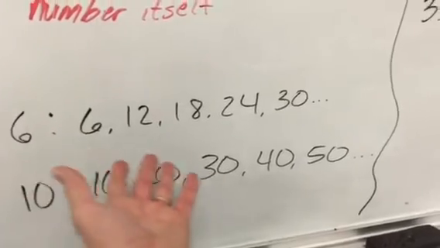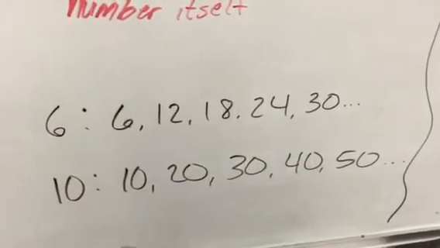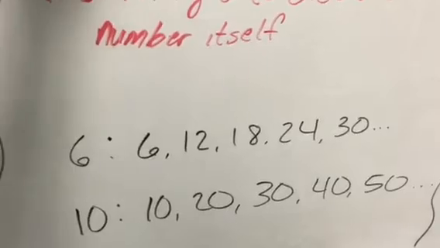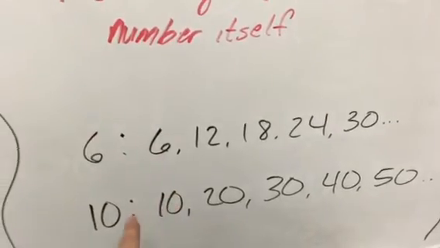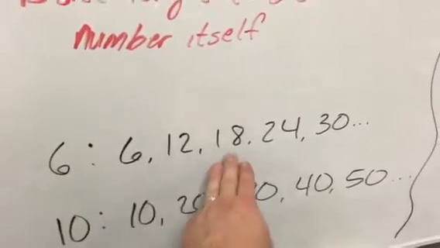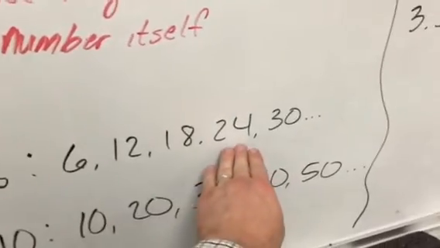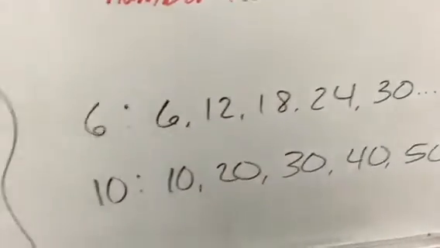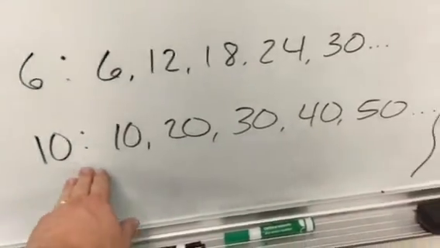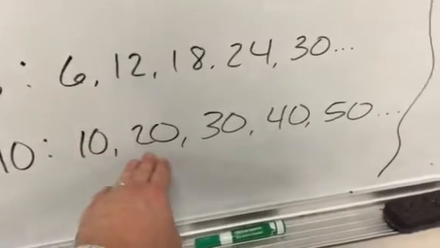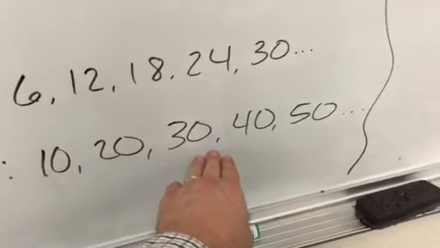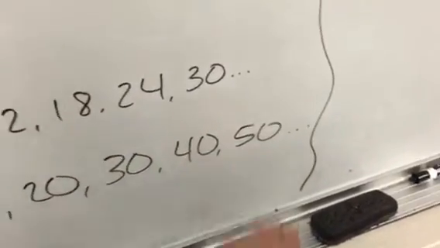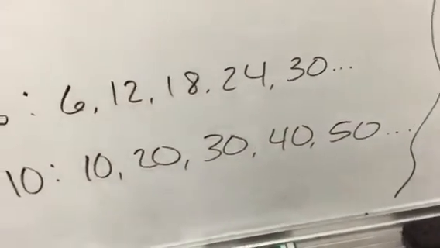And you know what? I'm counting by 6's. But what else am I doing? I'm taking 6 times 1 is 6. 6 times 2 is 12. 6 times 3 is 18. 6 times 4 is 24. 6 times 5 is 30. And then we'll go on. Same thing with 10's. 10 times 1 is 10. 10 times 2 is 20. Times 3 is 30. Times 4 is 40. Times 5 is 50. And it will go on forever.